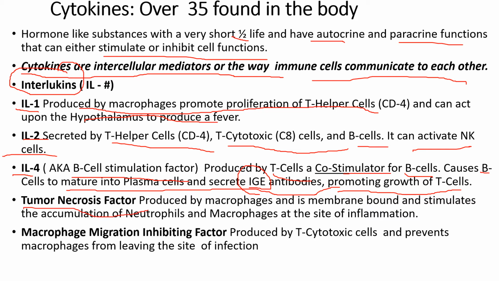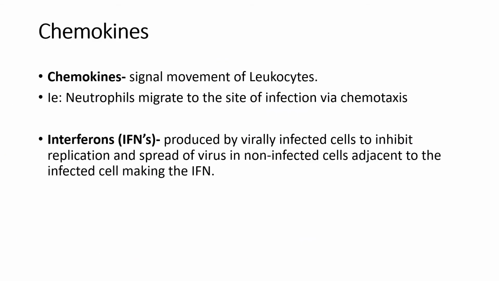Tumor necrosis factor is produced by macrophages. It's a membrane-bound chemical that stimulates the accumulation of neutrophils and macrophages at the site of inflammation. That's good, right? And then macrophage migration inhibiting factor is produced by cytotoxic cells, and it keeps the macrophages from leaving the infection site. So it makes them stay there for a while so they do their job.